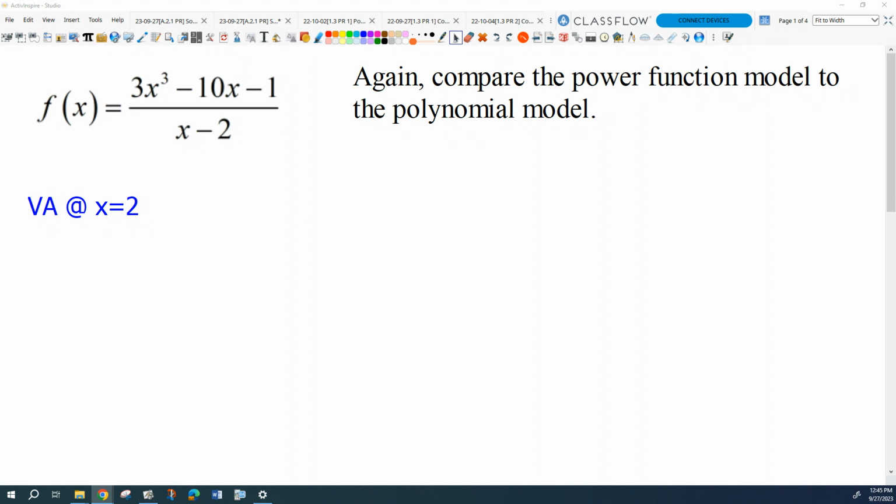So here's where we left off. We want to compare this power function model to its polynomial model. And you guys were doing this one on the board, right? What did you get? Some people did it correctly. So just tell me, what did you get for your answer? When we simplified this, you got f of x equals what? Do you remember? Someone took a picture, right?